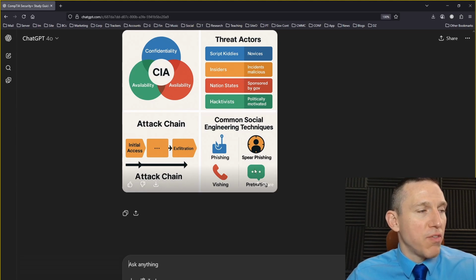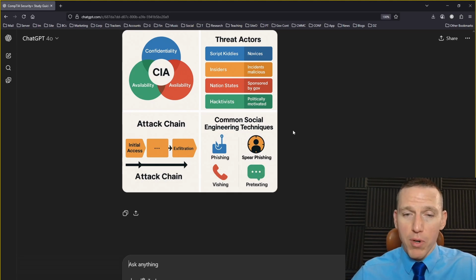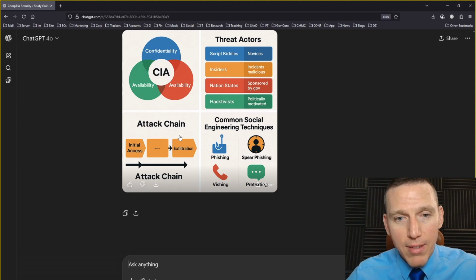Phishing, spear phishing, vishing, and pretexting. I'm not sure. I guess vishing being a phone, but pretexting is not just text. So I don't understand what this graphic is trying to tell us. The only thing we're getting here is that vishing is a phone, and I guess they're trying to make this like a target for spear phishing. You're targeting a certain person. I guess that makes sense.